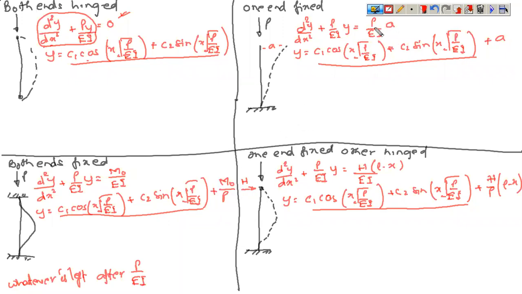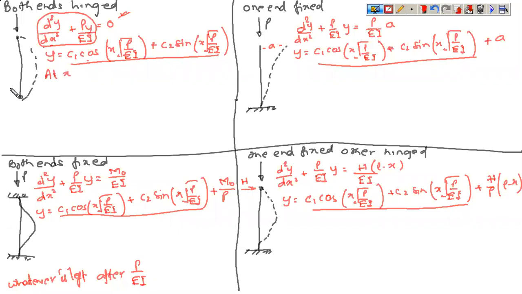If you look at here, it is P by EI into A. So whatever is left after P by EI is the last part of the equation. Here if you see H by EI, whatever is left is H by P L minus X. So this is one similarity that you can draw for the last term, because this last term has to be written.